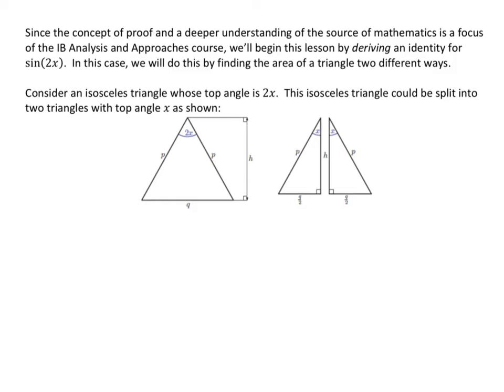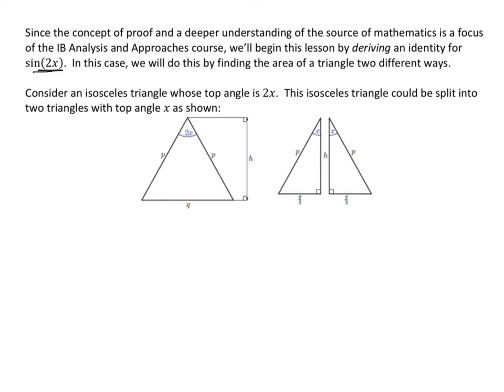On the Math HL Analysis and Approaches exam, I don't think you're going to be expected to come up with a proof from scratch all by yourself, but it might be something similar to this, where they'll start you off with a diagram and then give you a few leading questions to get you through it. I actually wrote a question like that in the assignment tonight, so I hope that goes well for you guys. I'm going to try and walk you through what it looks like to prove something here for this identity for sine 2x. So let's go ahead and get started with this.